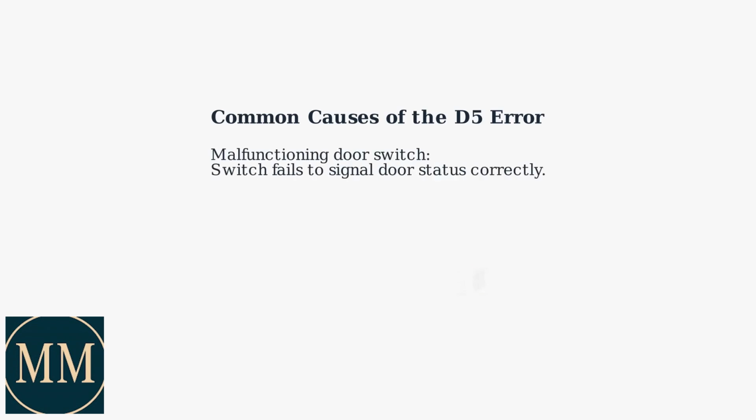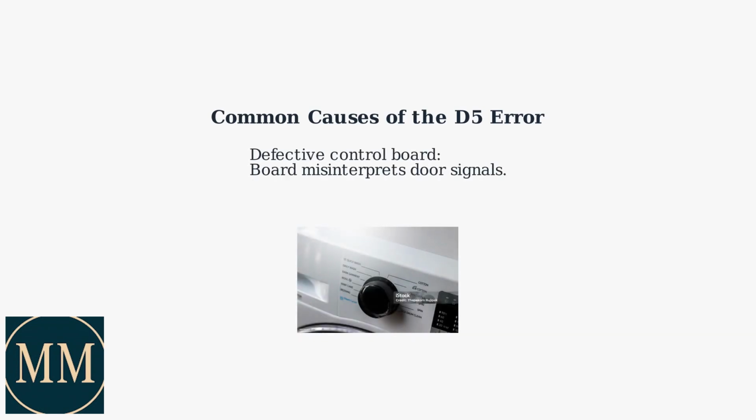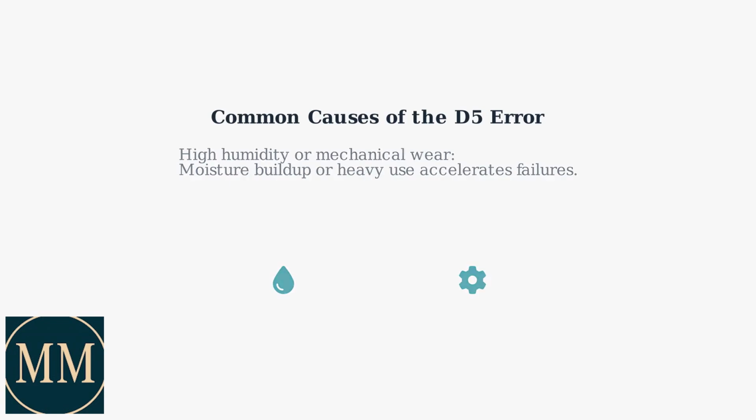A malfunctioning door switch itself is another common culprit. When the switch fails to properly signal whether the door is open or closed, the dryer halts operation with the D5 error to prevent unsafe conditions. A defective control board can misinterpret signals from the door switch. This internal fault causes the D5 error even when the door mechanisms are functioning correctly. High humidity environments can cause moisture buildup in components, while mechanical wear from heavy commercial use accelerates failures in latches, switches, and wiring over time.